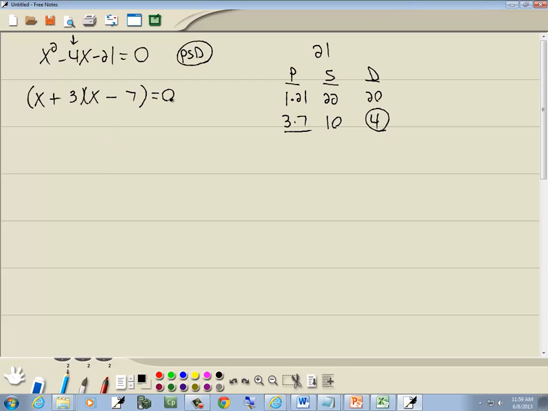Now, zero factor property says you get 0 on one side, you factor the other side, you set each factor equal to 0. So I'll set x plus 3 equal to 0, and x minus 7 equal to 0, and then we want to solve those. So I take 3 over, it becomes a negative 3, take negative 7 over, and it becomes a positive 7. So those are our two answers.